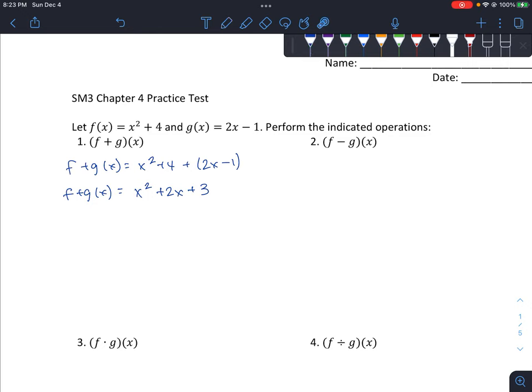For number 2, it's f minus g of x. So again, I'm going to take my f of x, which was x squared plus 4, and I'm going to subtract 2x minus 1. And here, the parentheses will make a difference because that negative has to be distributed to both the 2x and the negative 1. So that's going to make it x squared plus 4 minus 2x, and then it's going to be plus 1.